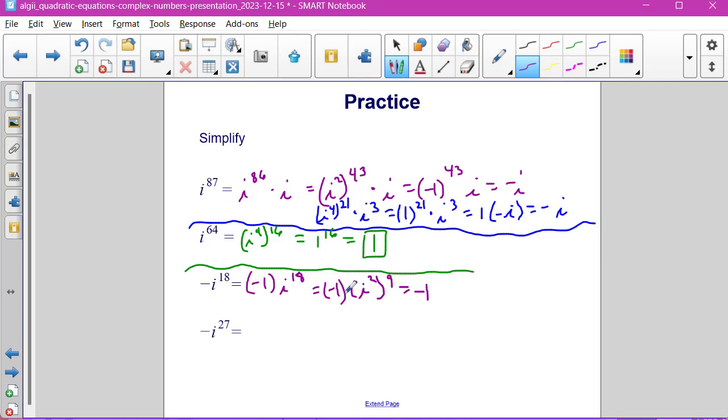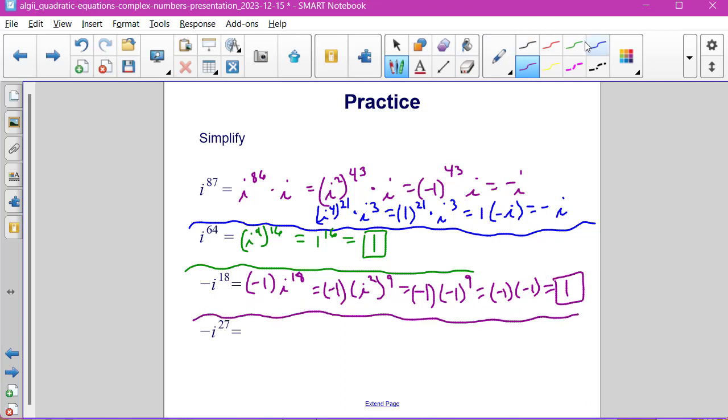So we have a negative 1 from the beginning, and then i squared is also negative 1, and it's being raised to the 9th power. Well, negative 1 to the 9th power is going to be negative 1, and then we have this other negative 1 that's out in front, and negative 1 times negative 1 is positive 1.